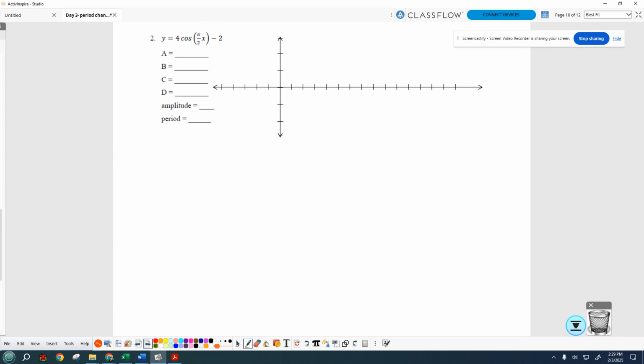Okay, there were a lot of questions about this one. Can we look at the second one on the sheet? What's the b value? Pi over 2. Normal period for cosine is what? 2 pi? How do I divide by pi over 2? Multiply by 2 over pi. Pi's cancel.